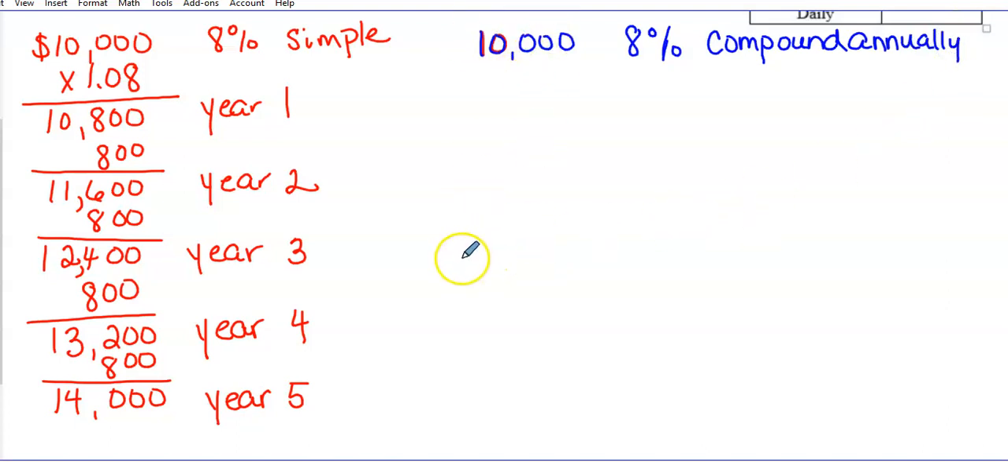So you've got your $10,000. At the end of the first year, again, they're going to multiply it times 1.08, the original amount being the 1 and the 0.08 being the 8%. So at the end of year 1, you still have $10,800, no different than the first bank. But what they do at the end of year 2 is they take the new amount and they multiply that times 1.08.